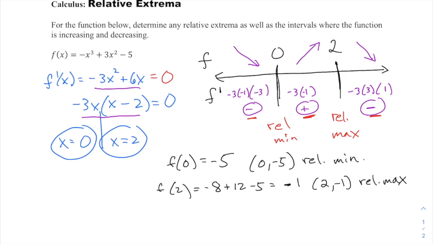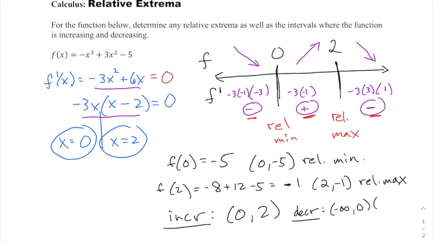And now for my increasing and decreasing intervals, the function is increasing on the interval 0 to 2 and decreasing over 2 different intervals: from -infinity up to 0, that was everything to the left of 0, and everything to the right of 2, so from 2 to infinity.